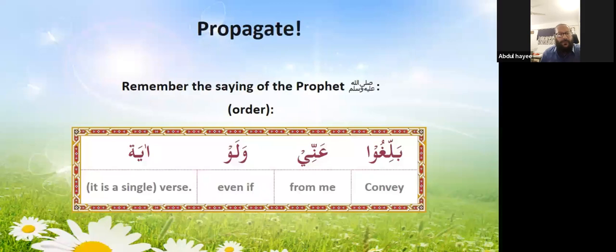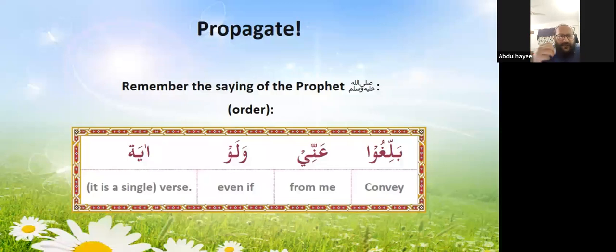So, what is the propagate? Remember the saying of the Prophet ﷺ, Ballighu anni walau ayah. Ballighu, convey; anni, two parts, an and ni, from me. Walau, wa and law, even. Ayah means single. And the Prophet ﷺ left this message for us. He said, if you receive only a single ayah from me, convey it.